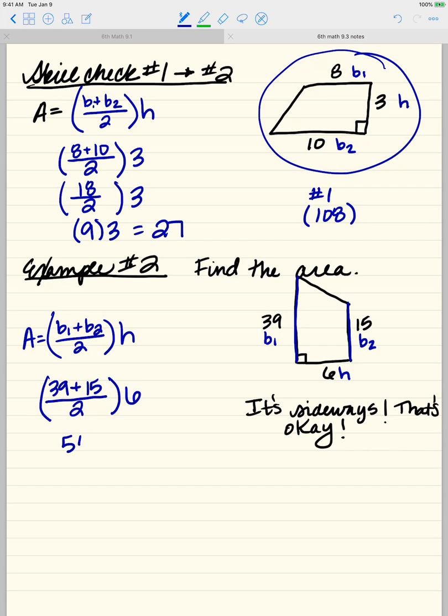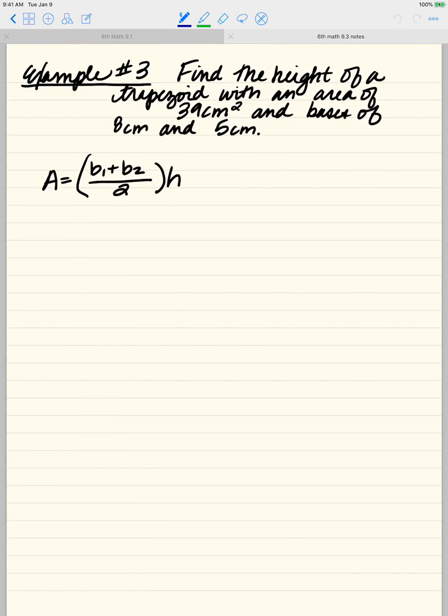That is 54 divided by 2. We're eventually going to multiply that by 6, okay? 54 divided by 2 is 27. 27 times 6 is 162. We were not given units in our picture, so our final answer here is 162.